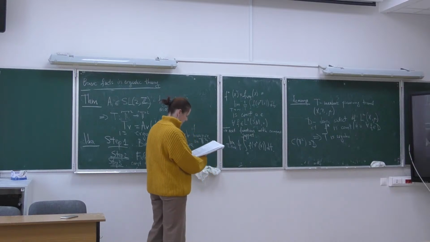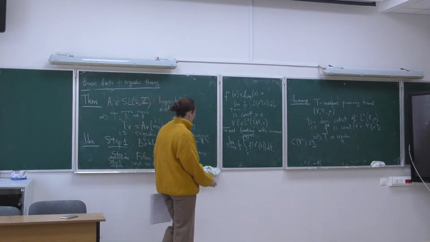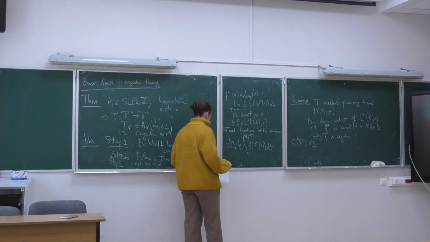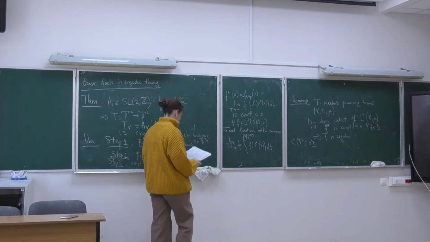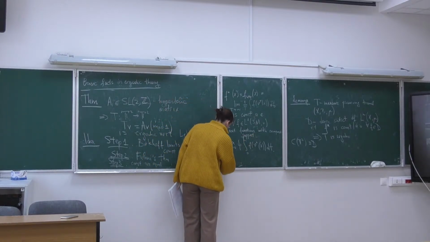So first we will show that f plus is a constant on the stable leaves, as before.